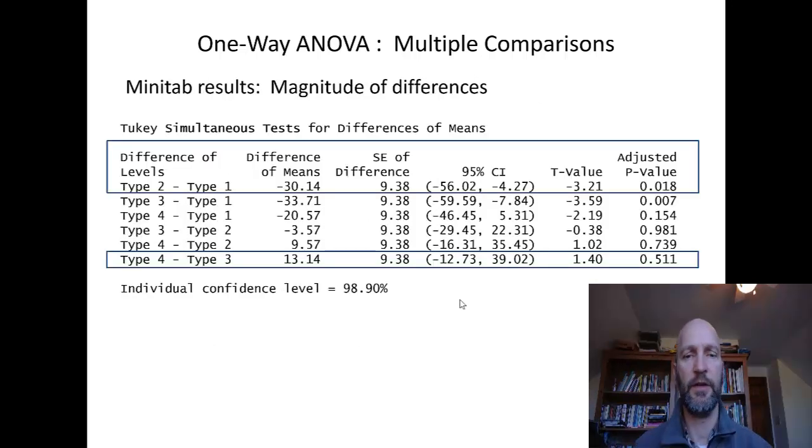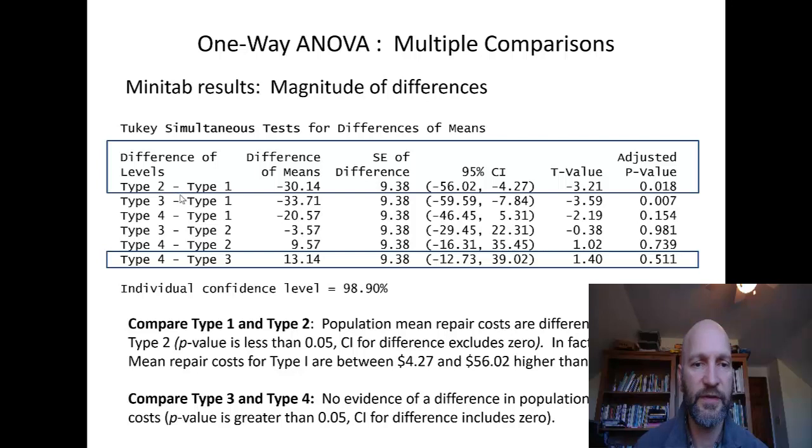So let's come back and look at this output from Minitab. We have the different pairs, type 1 versus type 2, type 3 versus type 1, and so forth. Let's look at the first pair, type 2 versus type 1. We already know that type 1 is bigger than type 2, and we can confirm that by looking at 2 different things here. First of all, the 95% confidence interval is negative 56.02 up to negative 4.27. So this tells us there's no 0 in that interval.